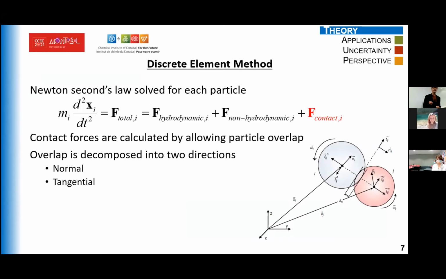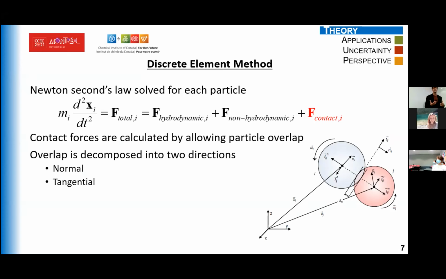So what is the discrete element method? Well, the discrete element method is quite simple. It's just applying Newton's second law for each individual particle in your granular flow. And the key point in this is, well, we have the sum of the forces equal the mass times the acceleration. But what is in red is really what is key, and that is the contact forces.